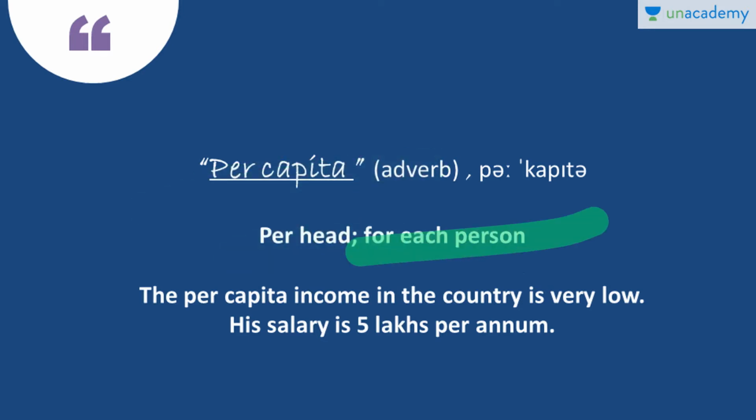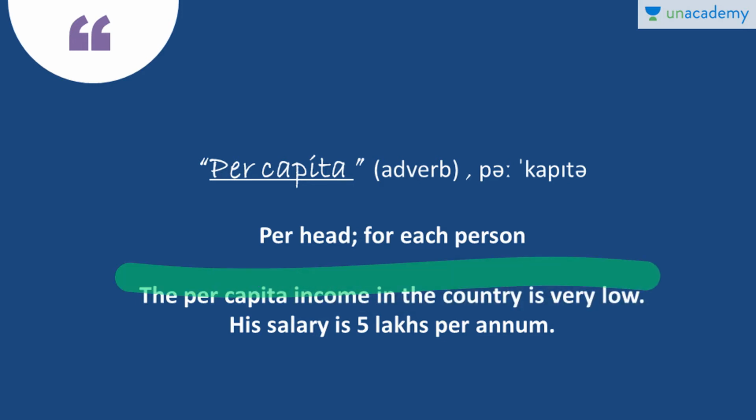The example I have for this is: the per capita income in the country is very low. That means per person income, the income which every person is getting. On an average, how much the country is earning per person. If you are going to find that, it is very, very low. That's what the example is saying.